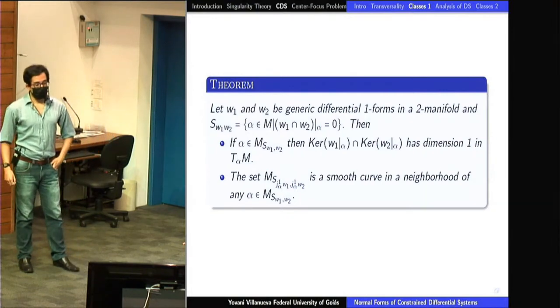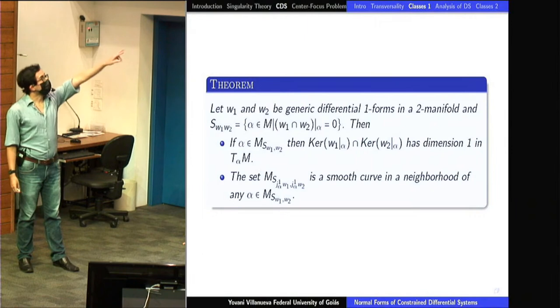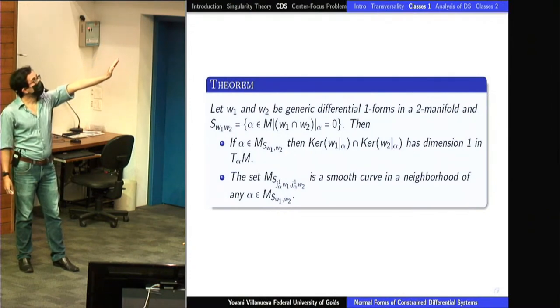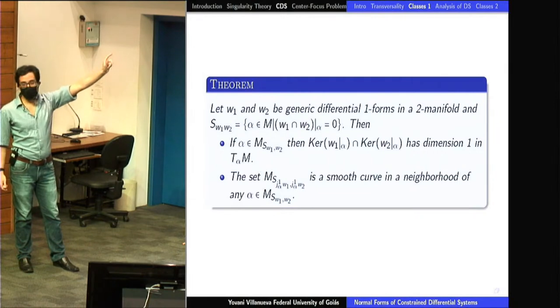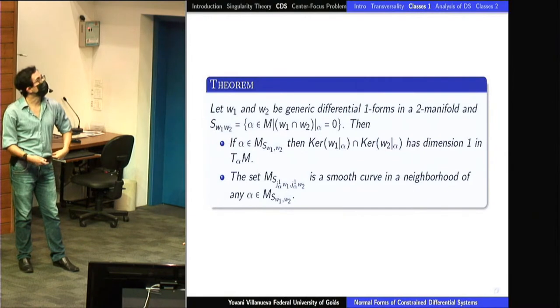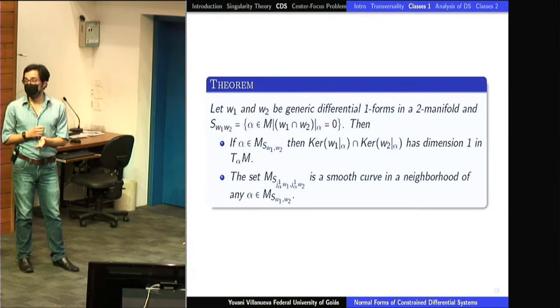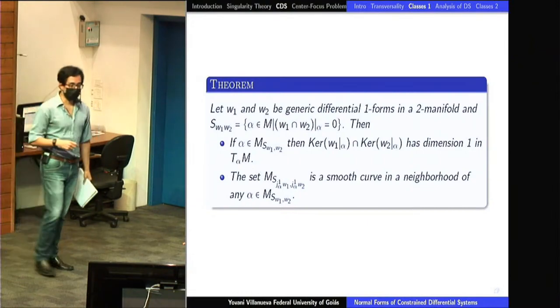If we have two differential forms that are generic in a two manifold, and we define that set, that singularity class, in this way, then this is a way to say that this alpha is in the impasse set. Then we have that this set has dimension one in the tangent space of M in that point. And also, that impasse set is a smooth curve.